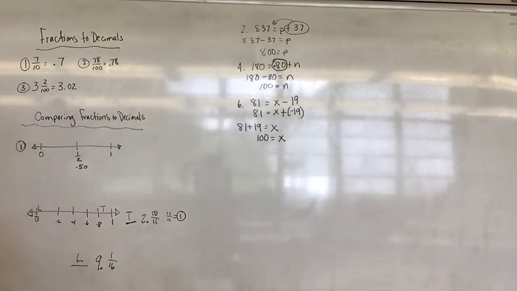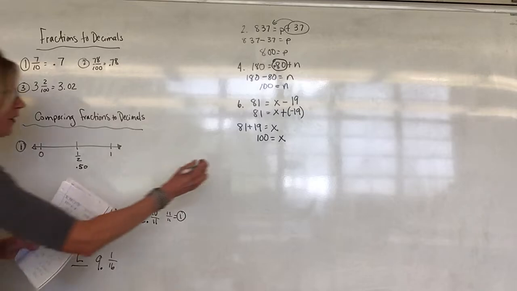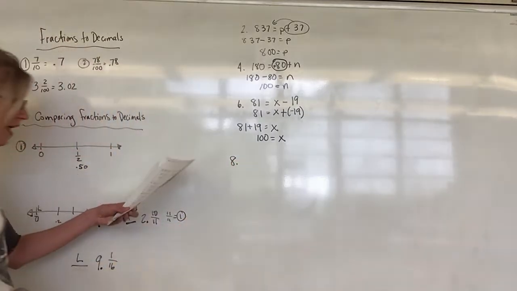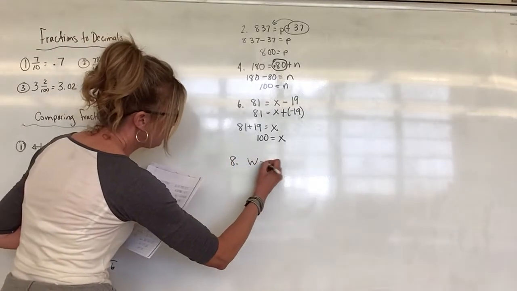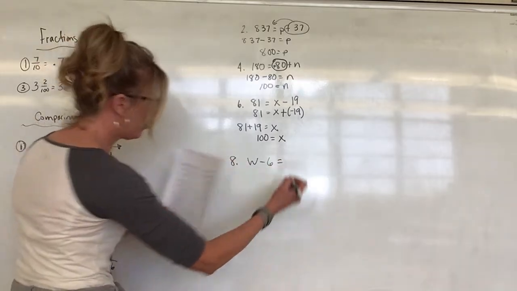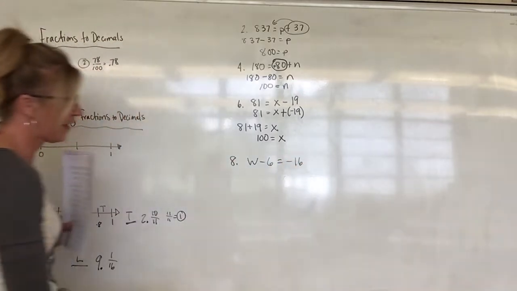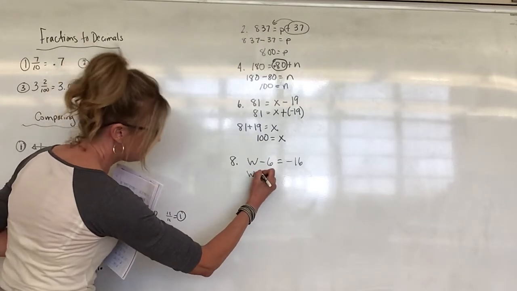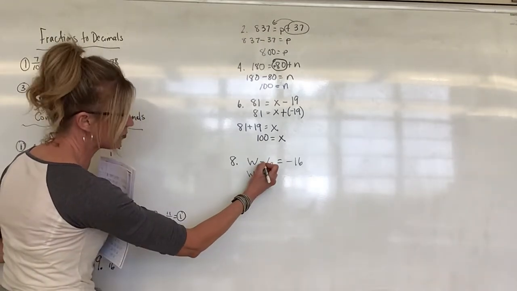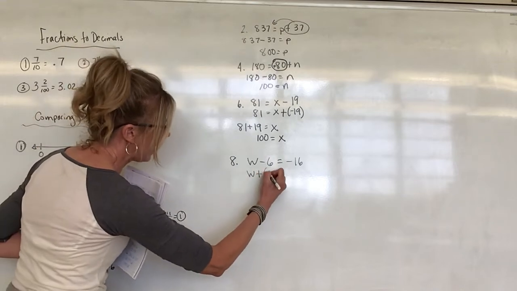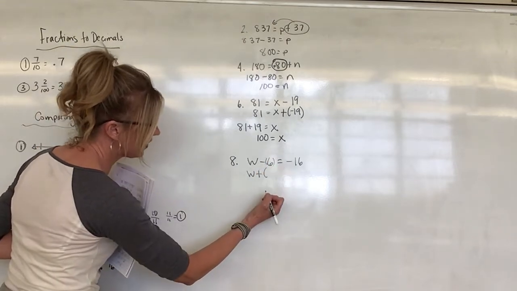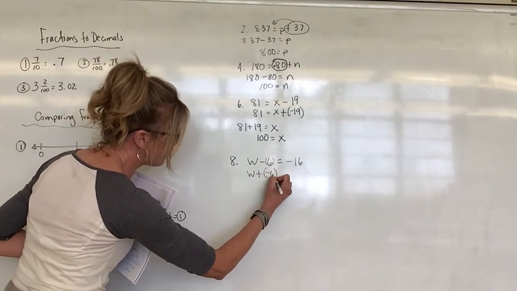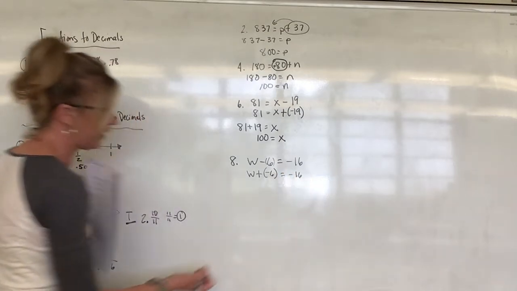That's what we're going to start thinking about. Well, let's do number 8. Number 8 says W minus 6 equals negative 16. W, bring it straight down. This turns into an adding problem. Anytime we see a subtraction problem, we can think about it this way. Since this is a positive 6, that's like a negative 6 equals negative 16.